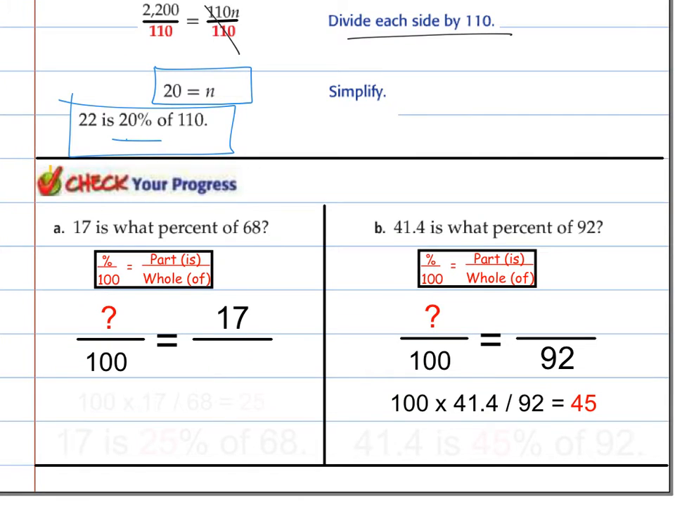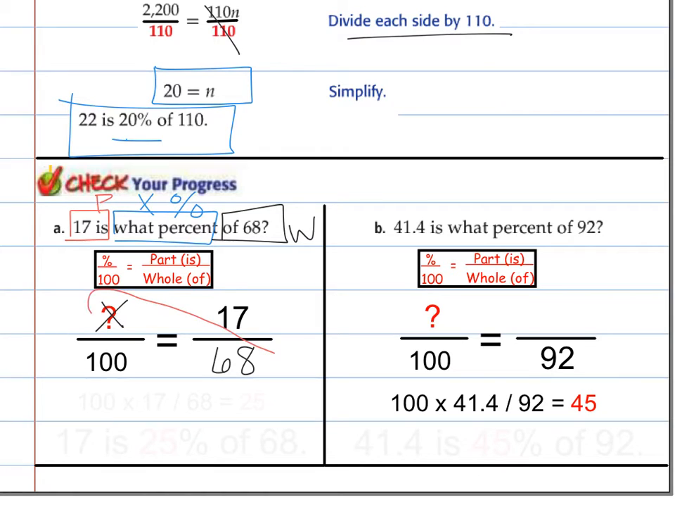Check your progress, and notice these ones I've set up for you, percent and then part over whole. Again, if they're reversed, it's okay. So 17 is what percent of 68? 17 is, that means that's my part. What percent? We're looking for the percent. We're going to give that a variable. In the book, it generally gives it n. I like to give it x. And then of 68 means that's my whole. So what we're looking for is the question mark, or what the percent is out of 100 if 17 is compared to 68.